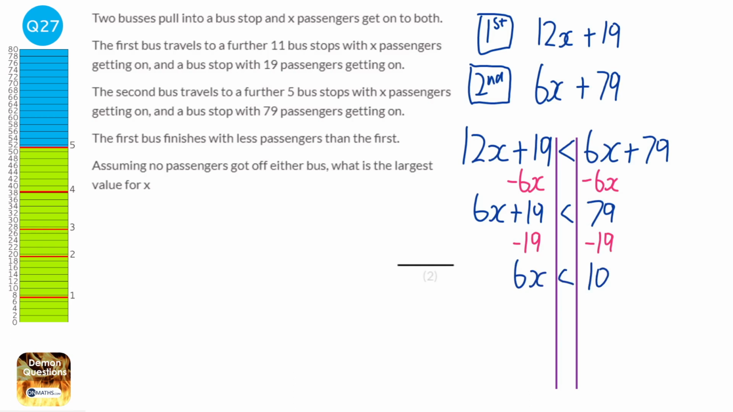And so, that's meant to be 60. Got ahead of myself. And the last thing we do is divide by 6 both sides. And so we've got X is less than 10.